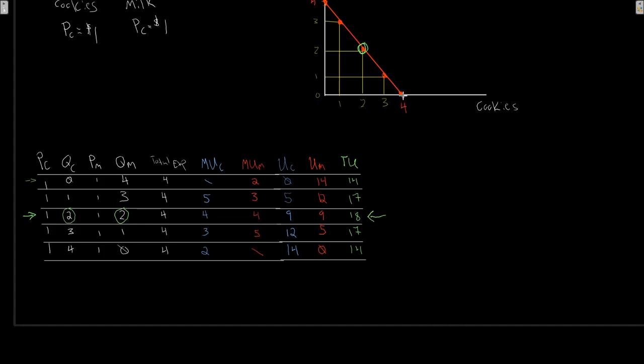If we want to use our language that we introduced earlier, any point along this budget line would be an efficient consumption bundle. That is, I'm utilizing all my resources. But although any point here is efficient, this is our optimal consumption bundle. This is my utility maximizing point of consumption. So, okay, how exactly can we figure that out?